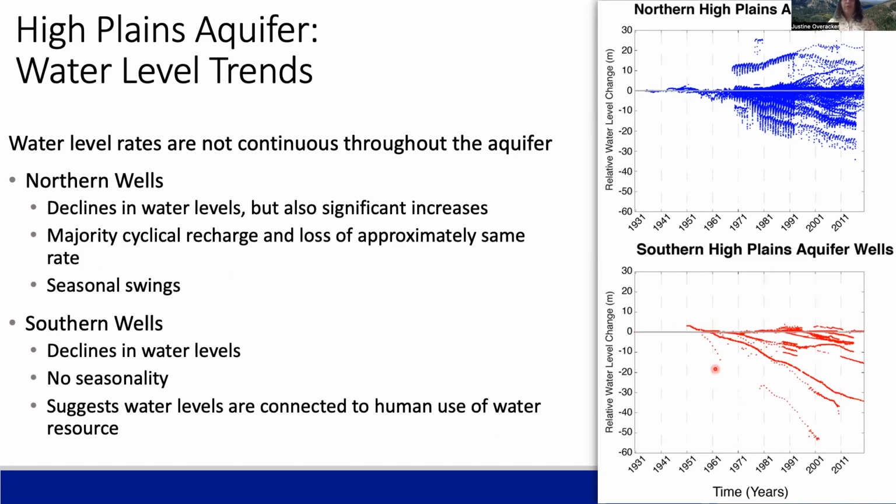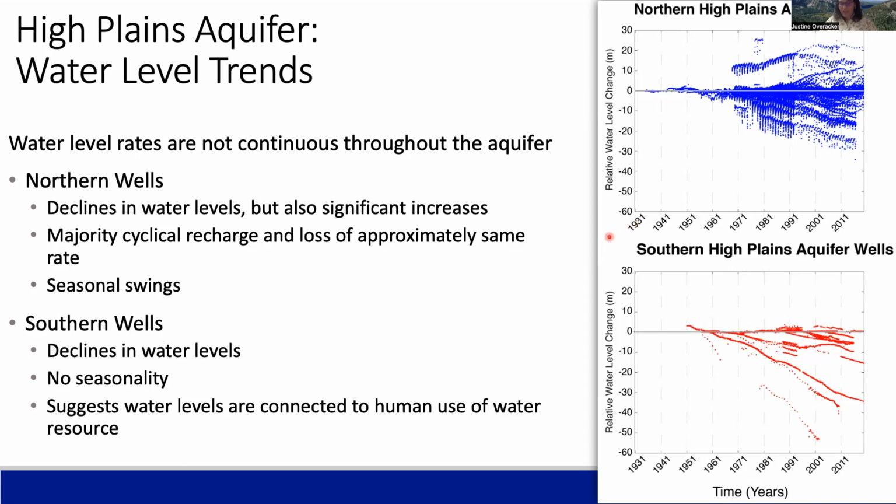But despite the water table being classified as continuous throughout the aquifer, there is a difference between water levels in the northern part compared to the southern part of the aquifer. So this is the north, this is the south. In the north, there are some declines, but there are also some increases, and the majority of data oscillate around zero, indicating a net-zero effect. There are clear seasonal swings, illustrated by these bumps here, and that shows us the effect of precipitation on water usage and recharge.